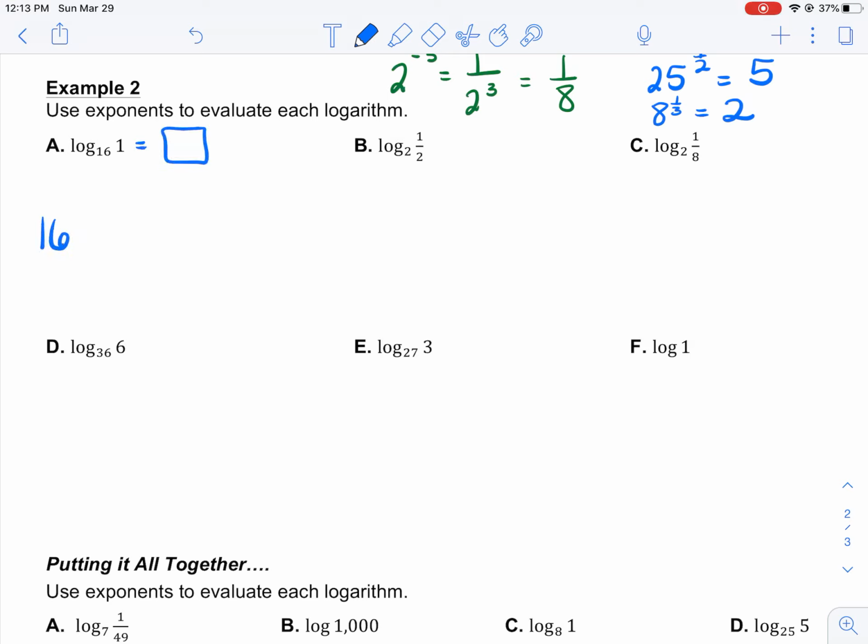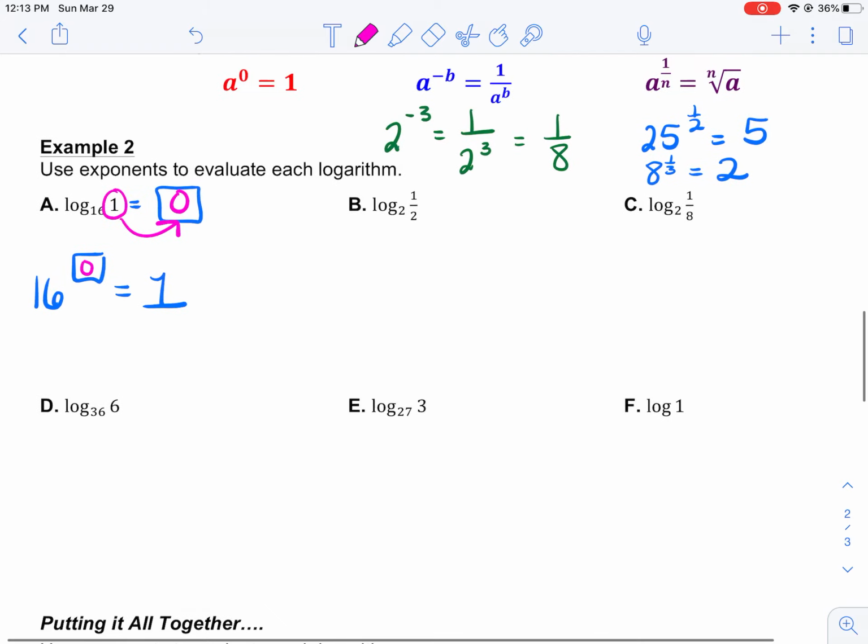Okay, so for this next one, 16 to what power equals 1? Okay, so 16 to the 0 power equals 1. Anytime that your argument here is 1, the answer is always going to be 0, because any base to the 0 power equals 1.